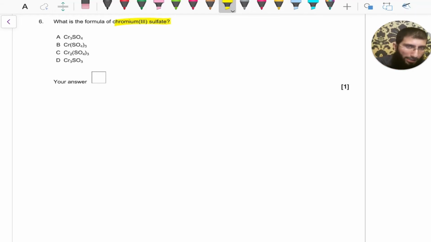Firstly, let's have a look at the name. Chromium(III) in Roman numerals within brackets tells us the oxidation state of chromium. In other words, it tells us the charge of chromium ions. Now, chromium is a metal, therefore it must form positive ions. So chromium is going to form 3+ ions, and sulfate. Sulfate is an ion you simply must know the formula of, so it's SO4 2-. So we've got the 2 ions there.